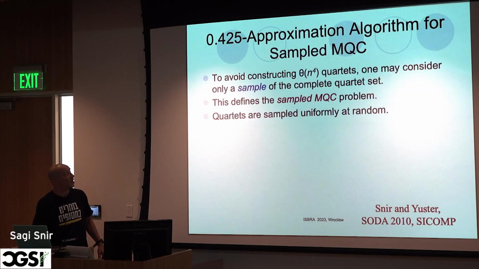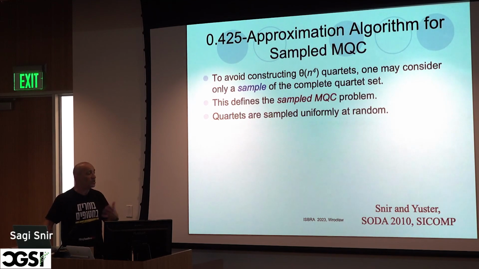Let me skip that algorithm, that sampled MQC. But again, when all this theory actually translated into practice, you get some idea of what you cannot expect when sampling. And sampling nowadays is the method of choice in phylogenetics. Sampling is everywhere.